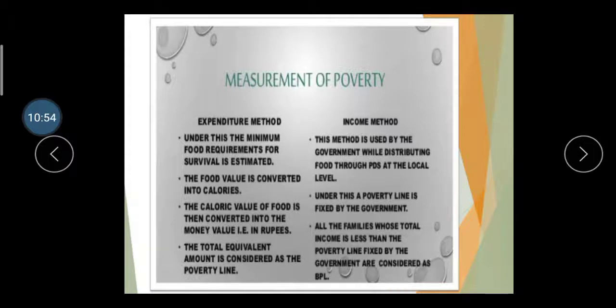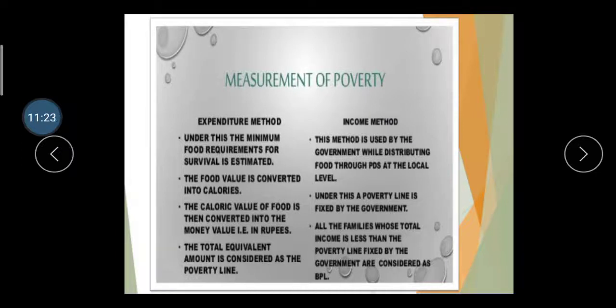Then the food value is converted into categories. In the last slide I discussed that at the village level 2400 calories are required, and at the city level 2100 calories per day are required, right? The poverty line is fixed by the government, and according to that they give help to the public.